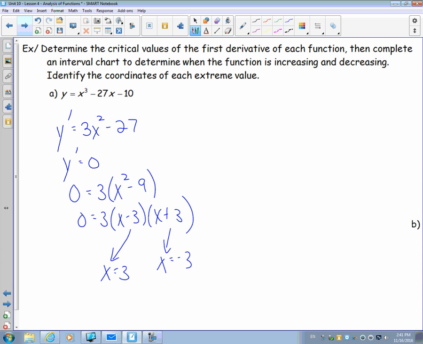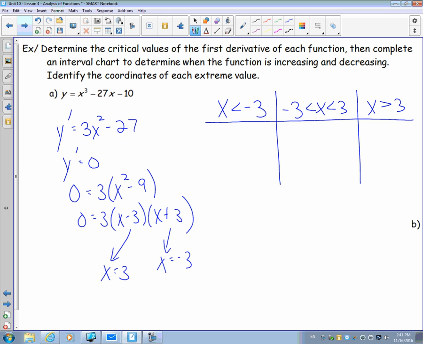So I go to my interval table now. I always start with the leftmost 0, which is -3. I go from there to the next leftmost 0, which is +3. I always finish with the rightmost 0, so greater than 3. Remember, we want to talk about our derivative. We want to look for its signs.